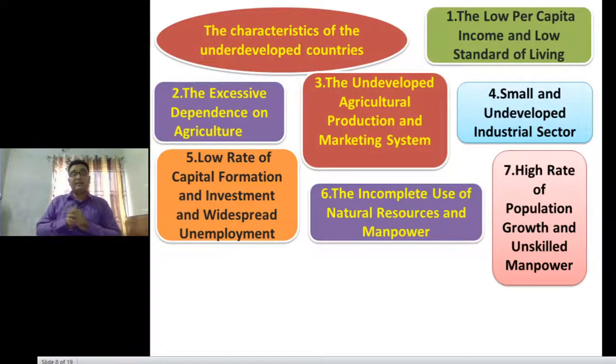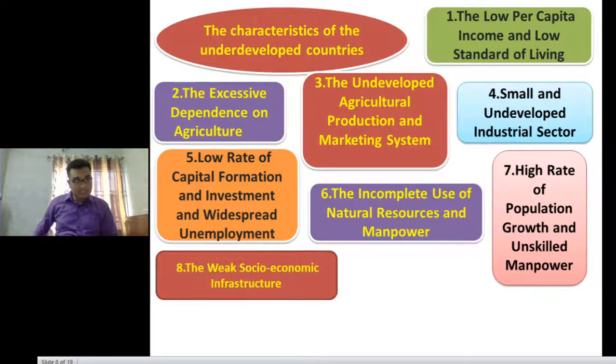Okay, and here we can see the unskilled manpower. So these are the characteristics of the underdeveloped countries. Now I'm going to discuss the next characteristic, that is the weak socio-economic infrastructure. The socio-economic infrastructure of these countries is not preferable for proper economic development. So this is one of the characteristics of the underdeveloped countries.